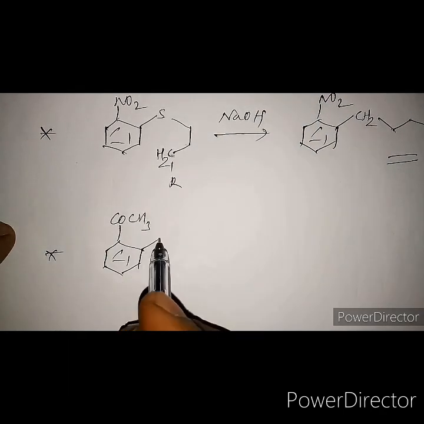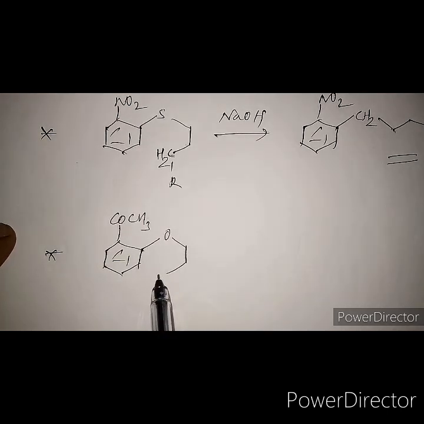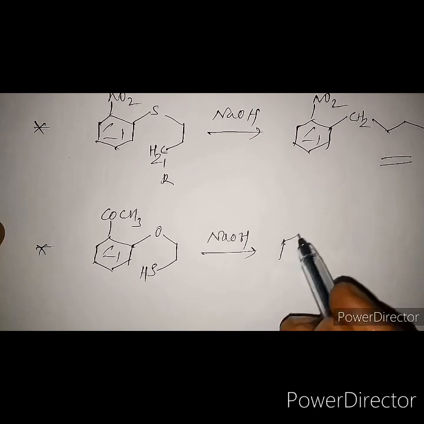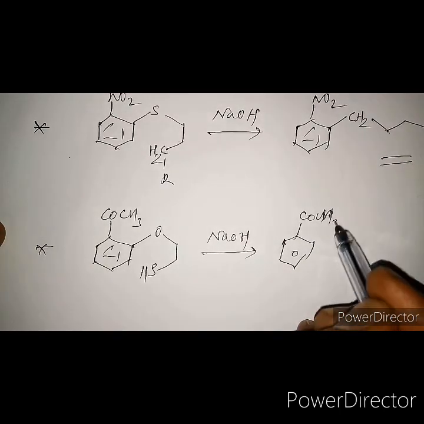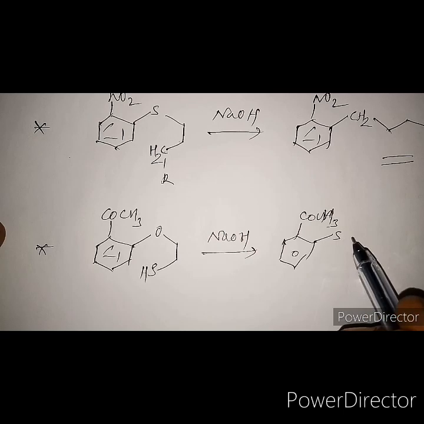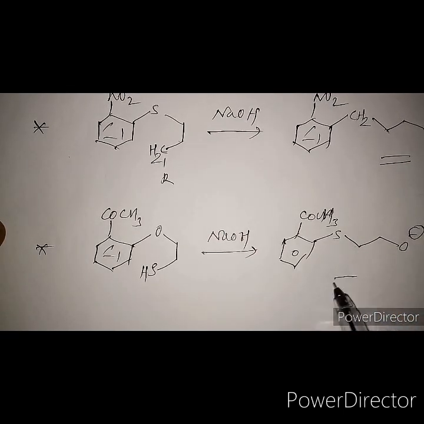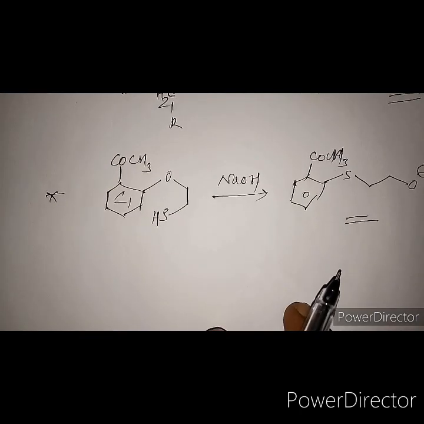COCH3. This is oxygen. Now this is SH, sodium hydroxide. You will get COCH3 connected with 2 carbons, O minus. So this is the product. So these are the reactions with the Smiles rearrangement.